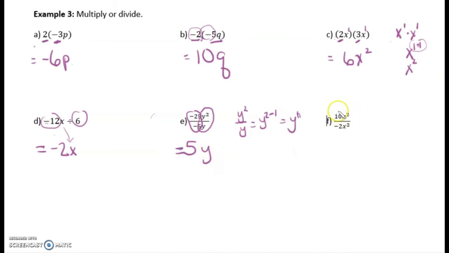And the last one, 10x squared divided by negative 2x squared. When we divide 10 by negative 2, we get negative 5, and the x squareds cancel out, so that one's done.